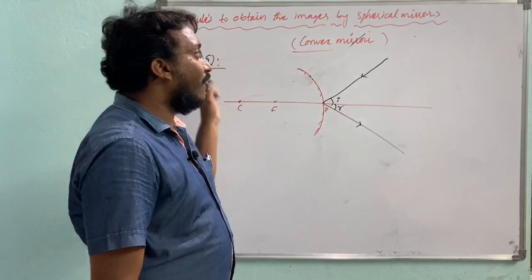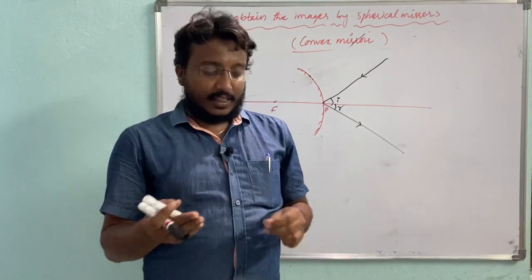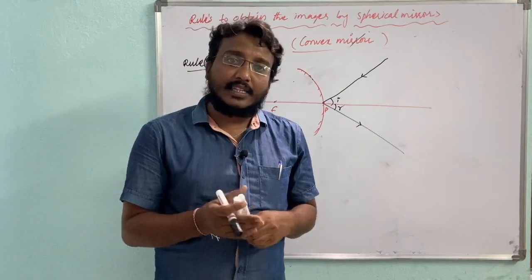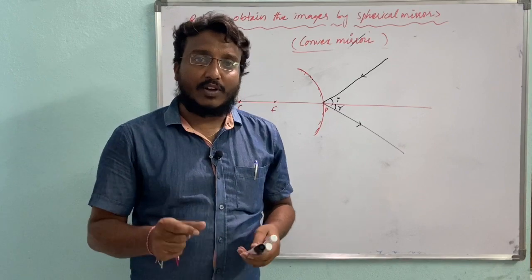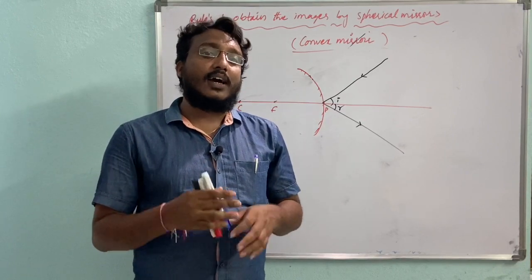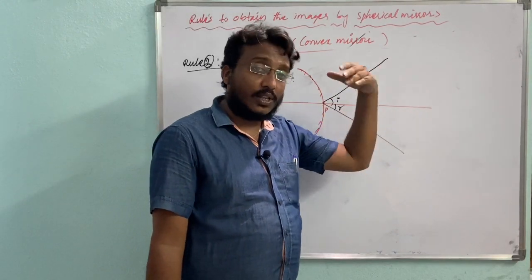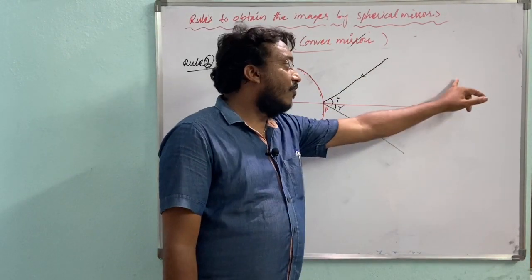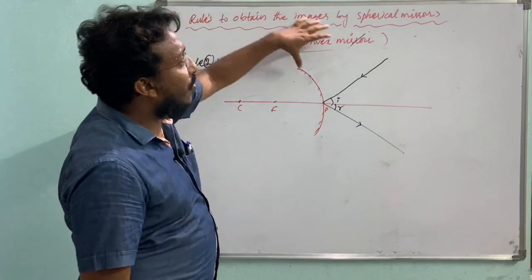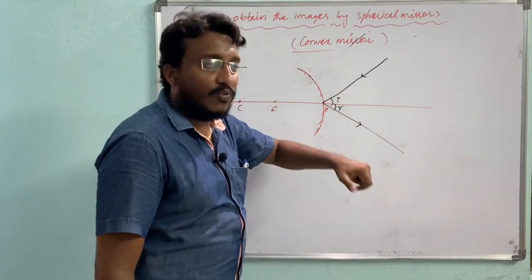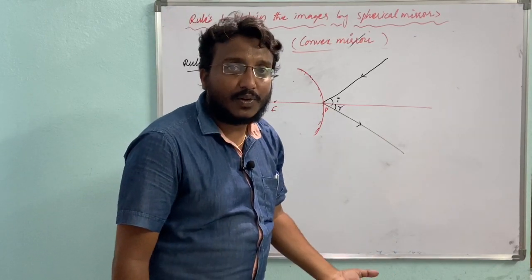These are the 4 rules. These 4 rules are very, very important. Today I explained these rules. In our next class, we will learn how to draw the ray diagrams. To draw all the ray diagrams, we follow these 4 rules only. By following these 4 rules, we will draw the ray diagrams. Okay, thank you.